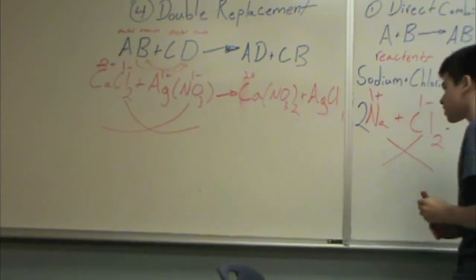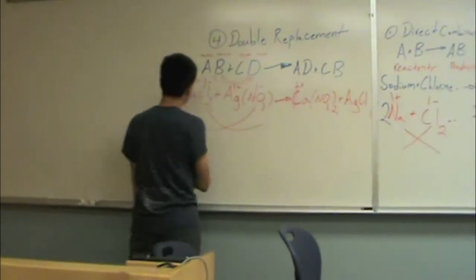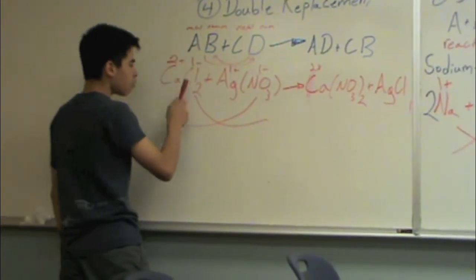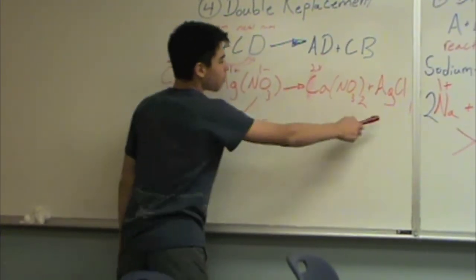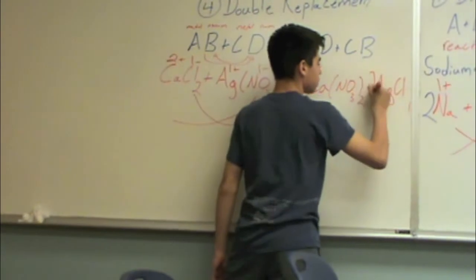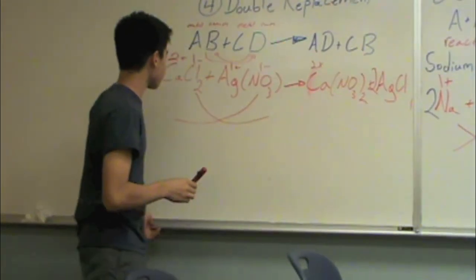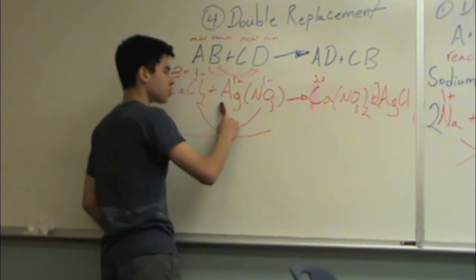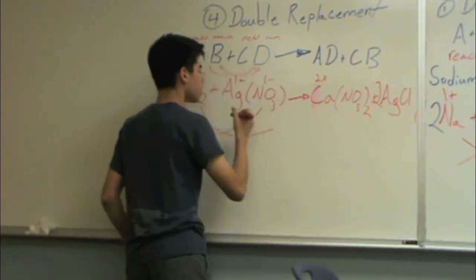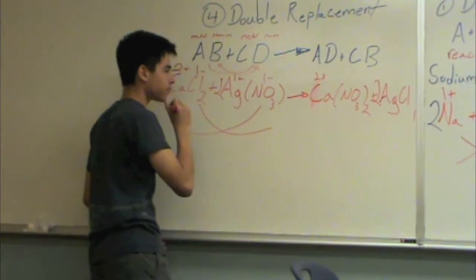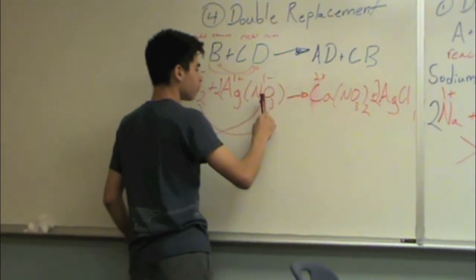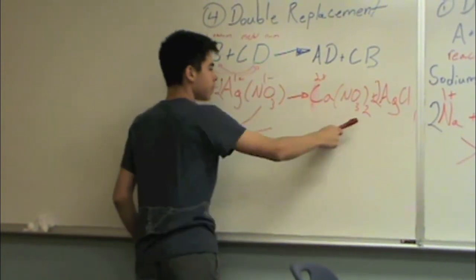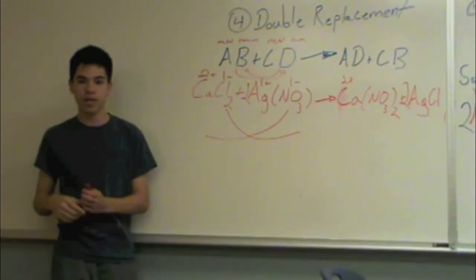So balancing this equation, we would say there is one calcium here, one calcium here, two chlorides here, only one chloride here. So we're going to put a 2 in front of here. And there's one silver here, but 2 silvers here. So I'm going to put 2 silver here. And there are 2 nitrates here, because remember the 2 will distribute into both of them. And there are 2 nitrates here. And that is a completed balanced equation.